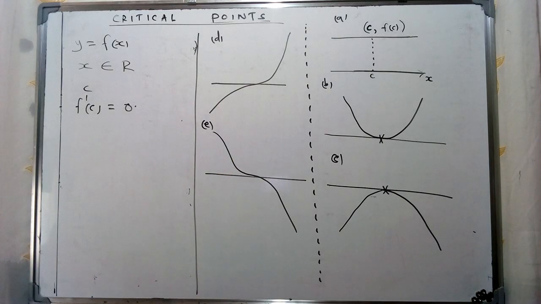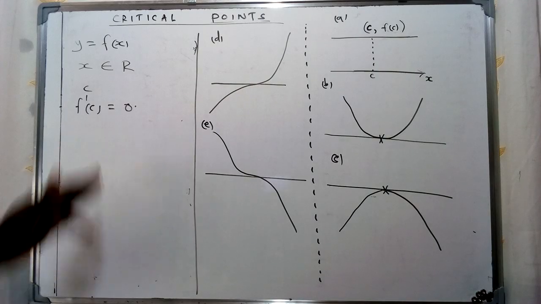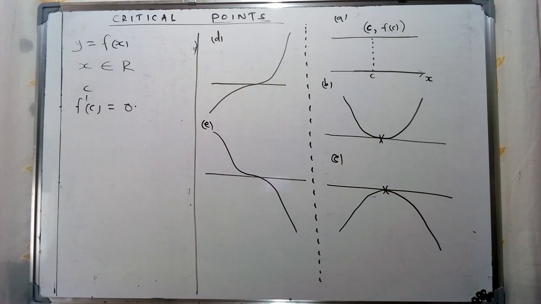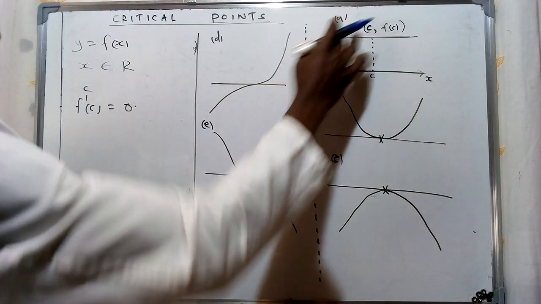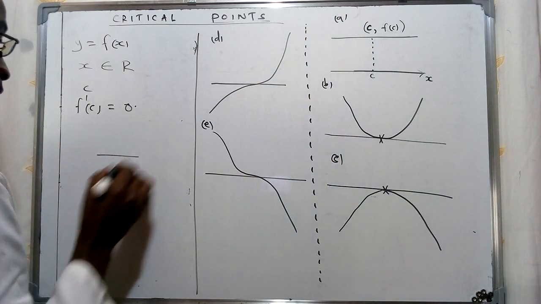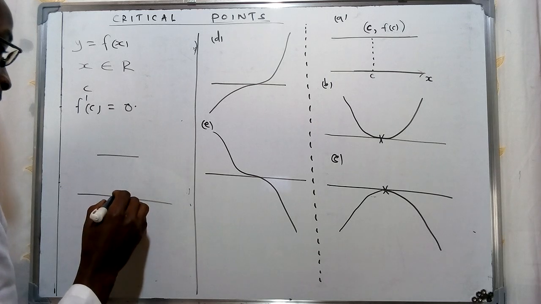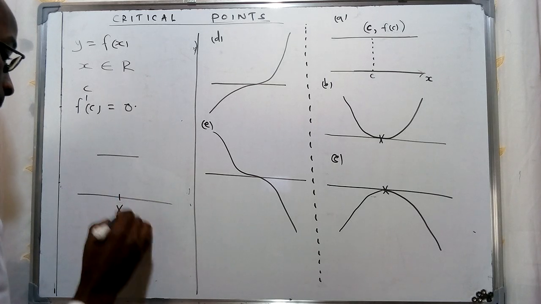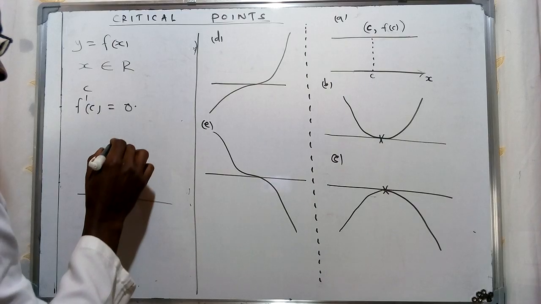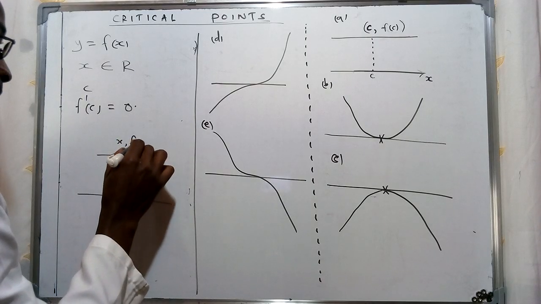And as we said, the tangent at this specific point is going to be a line parallel to the x-axis. And in this description from A to E, therefore, we're going to look at special cases of these particular points, which is going to be describing the neighborhoods of these particular points.